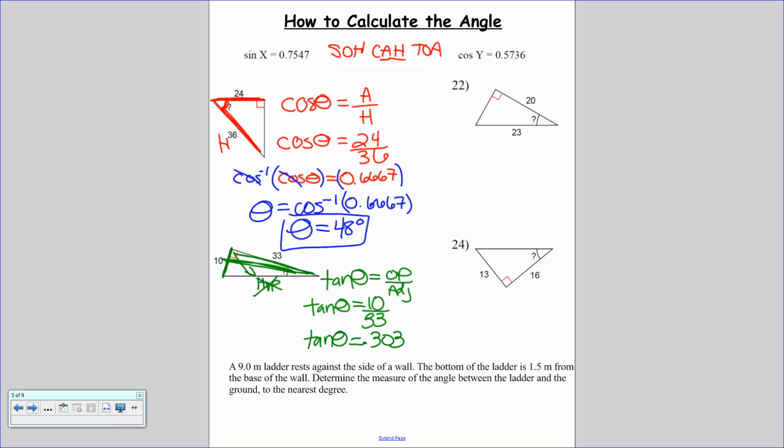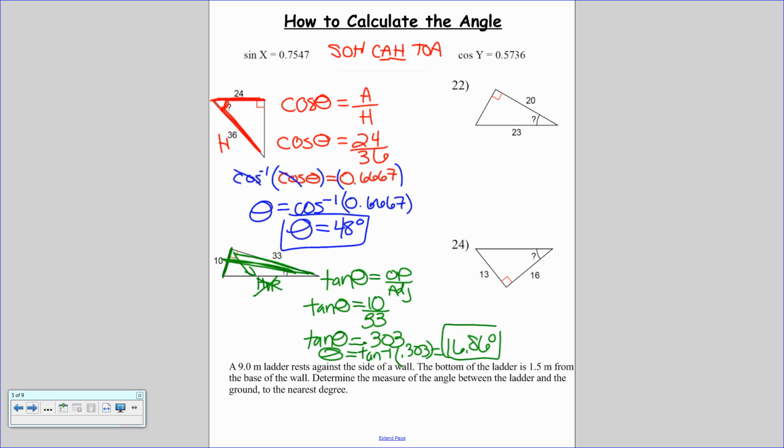0.303. All right, so to find my angle, I take the inverse tan of that because we want to get rid of that tan. So if you take the inverse tan of 0.303, you get that your angle is equal to 16.86 degrees. Okay? I'm not going to do 22 and 24. You can give them a try if you'd like, just for some practice.